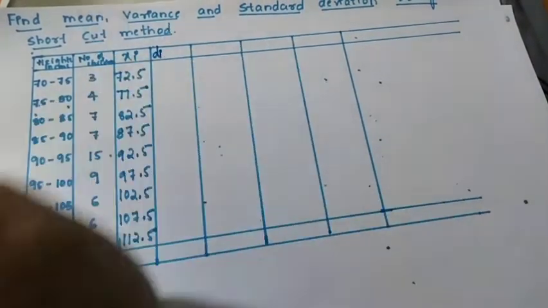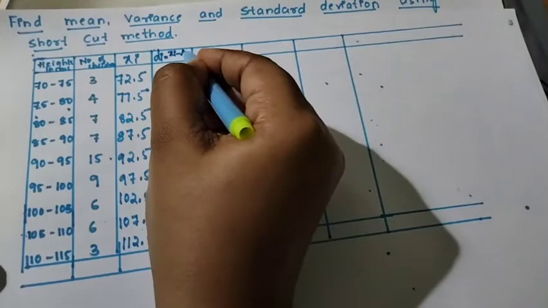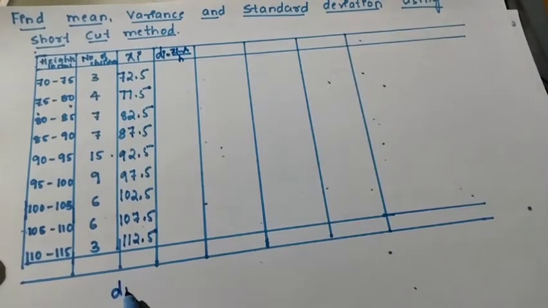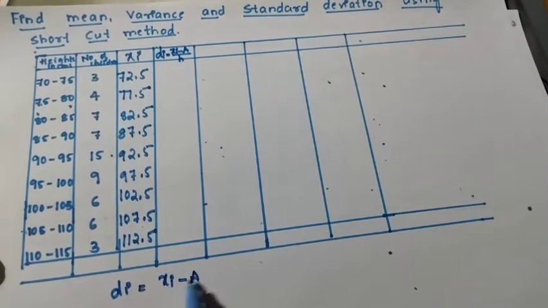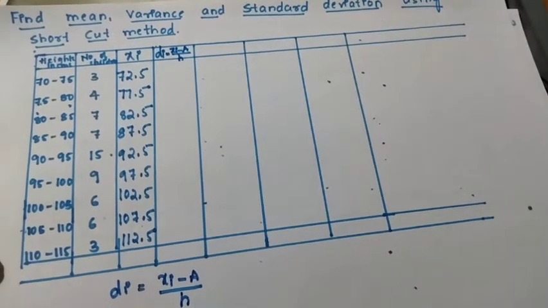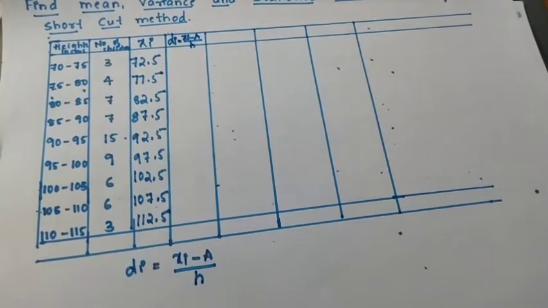So it is given by the formula di. So di is equal to xi minus a divided by h. Okay, so I write here. So di formula is given by xi minus a divided by h. So what is this a? It is nothing but an assumed mean. So from all these values, you have to take one midpoint value.